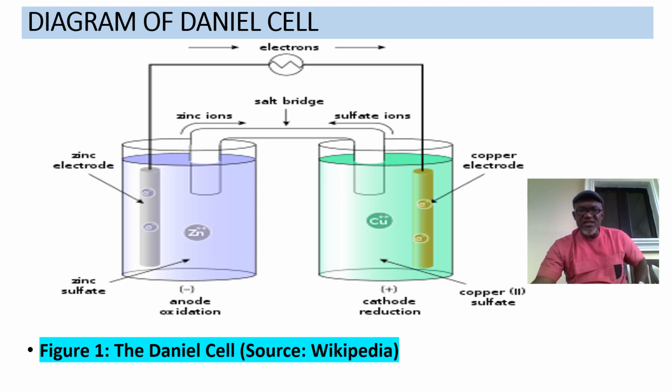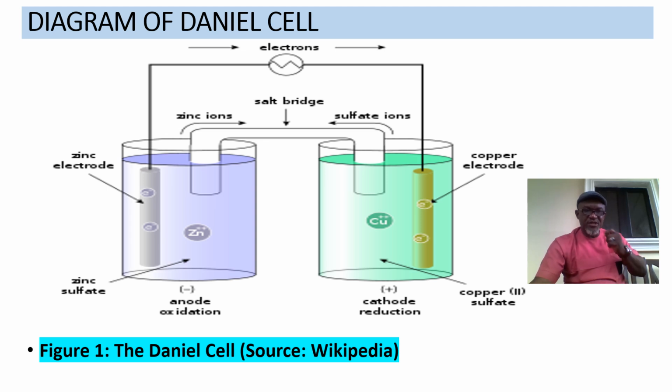Now, in order to maintain charge balance, remember that as the zinc is dissolved, the zinc metal is dissolving here, becoming zinc 2 plus by oxidation. Now, there will be a kind of excess of zinc ion in the left-hand side.